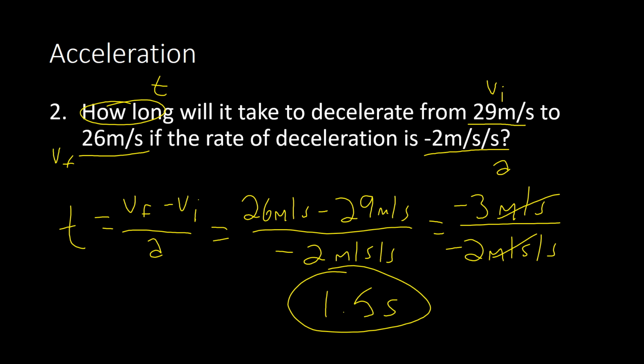So if it's final velocity minus initial velocity, then you're going to be slowing down if you have a negative acceleration, just in order to make sure that that time comes out positive. All right, let's take a look at another example.